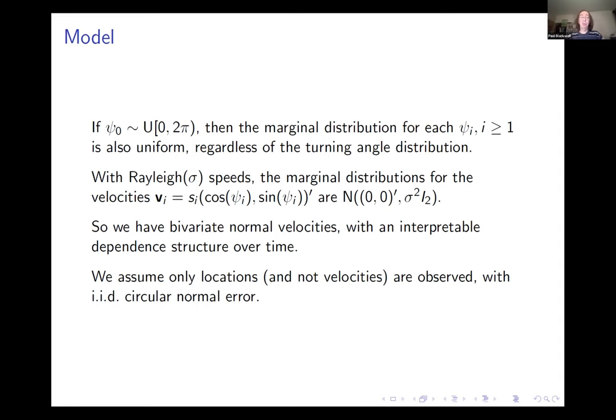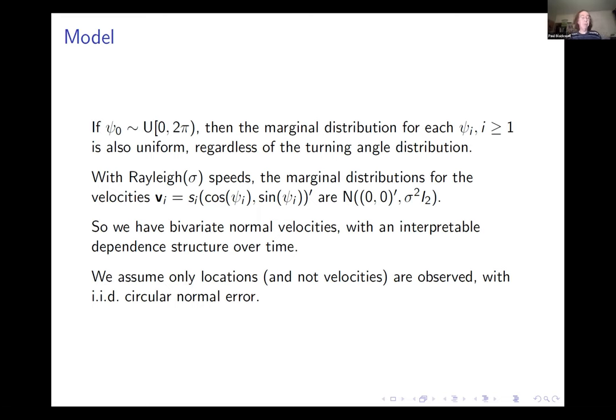And if we think about the marginal distributions for the speeds, take those to be Rayleigh, then the marginal distributions for the velocities turn out to be bivariate normal. So one way of thinking about what we're doing is we're setting up a model in terms of steps and turns, but which has a normal distribution for the velocities. But its dependent structure over time has this slightly more mechanistic interpretation.